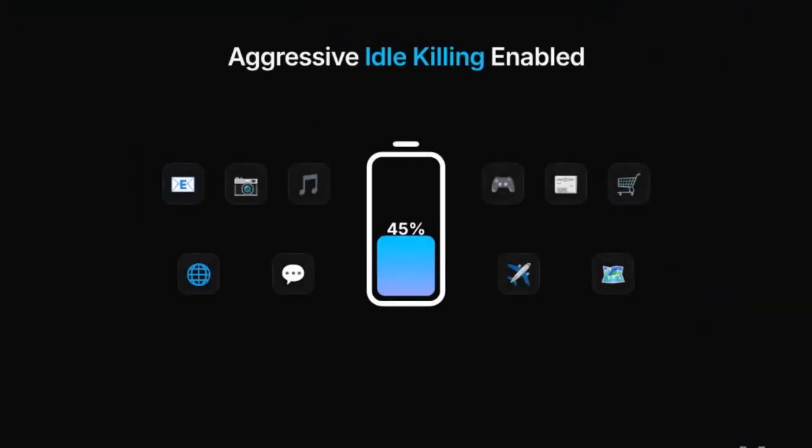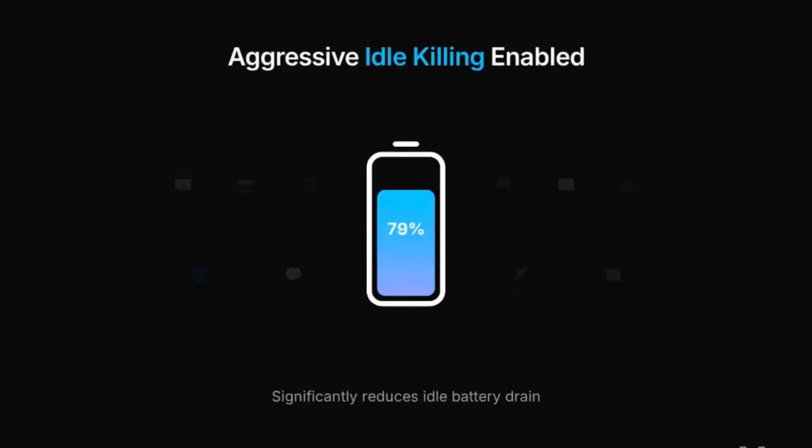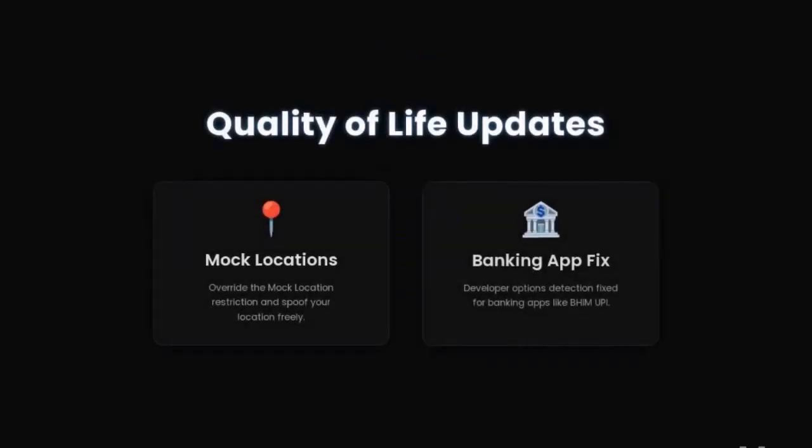Under the hood, version 3.5 brings some serious optimizations. First, they've enabled R8 code shrinking by default, meaning the code is optimized to run faster and cleaner. Second, there is much more aggressive idle killing, which will help significantly with idle battery drain when you aren't using your phone.